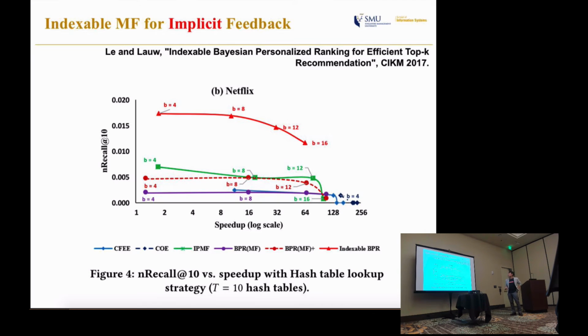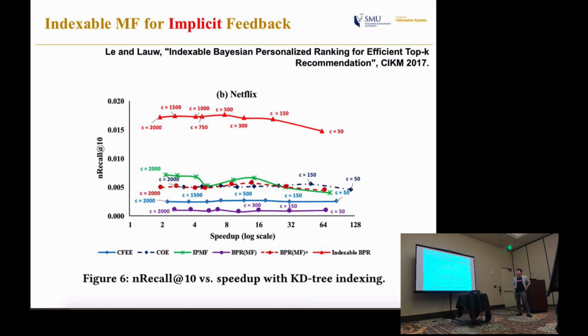Now, if you apply this to the KD-tree, again, there is some similarity here in the case that IBPR still performs better. And you can control the resolution of the search by looking at how many nodes in the binary search tree that you're willing to visit in order to find the closest items.